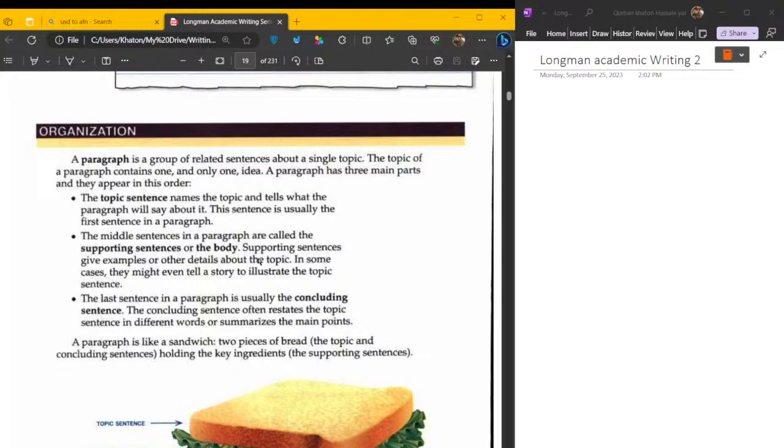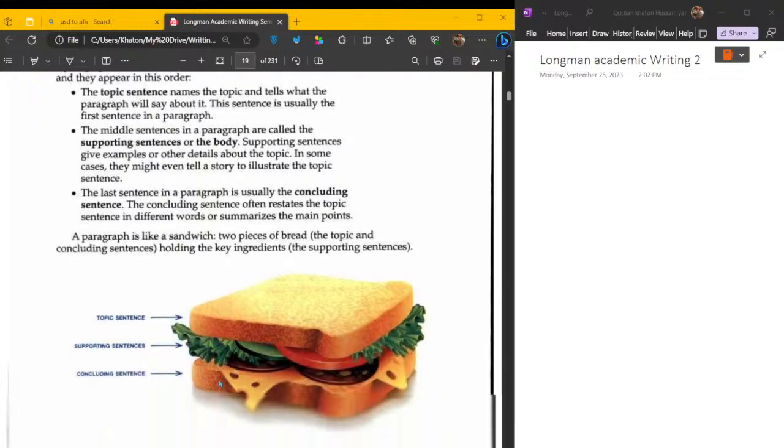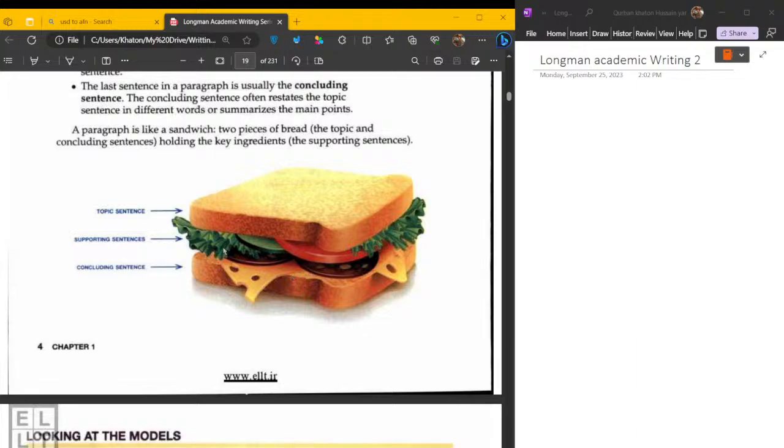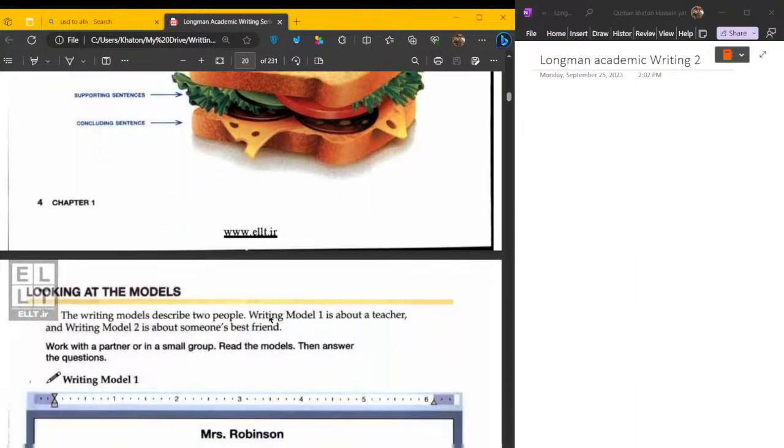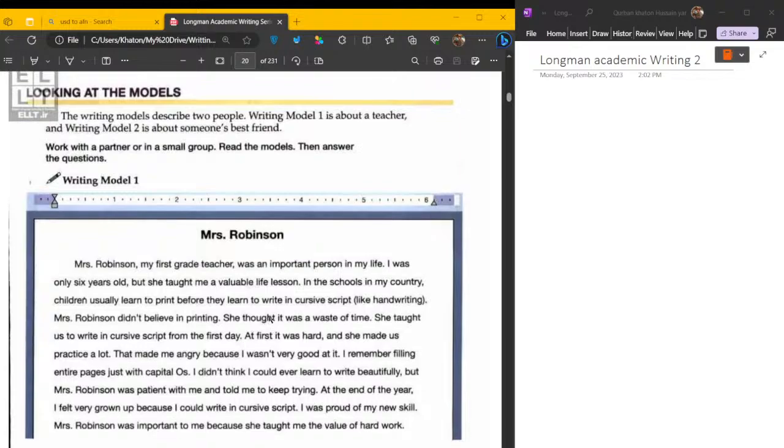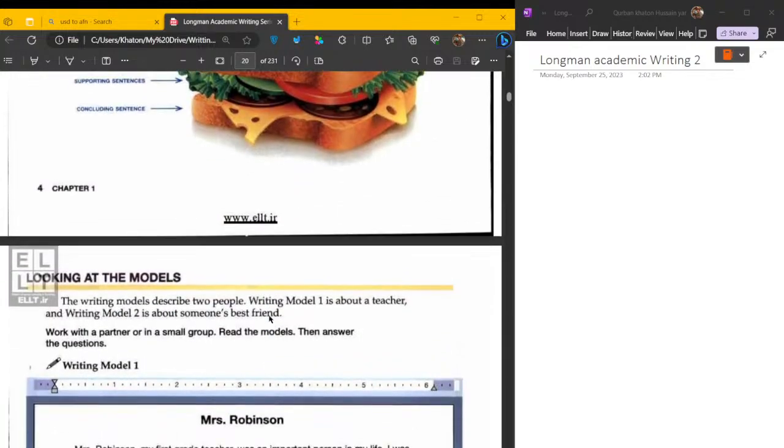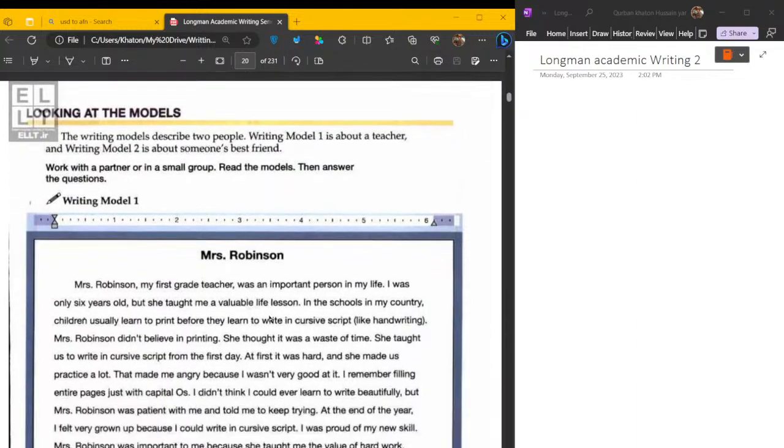The last sentence we have in the paragraph is usually the concluding sentence. The concluding sentence often restates the topic or summarizes the main points. So we can say a paragraph is just like a sandwich. The two pieces of bread are like the main topic sentence and the concluding sentence, and the supporting ideas are all the other ingredients inside, or in between these two, rather.